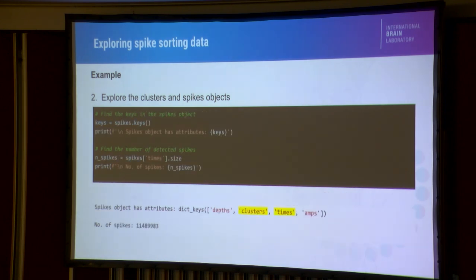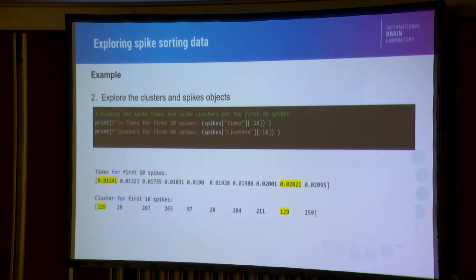Now we look at the spike object. If we print out the keys, there are two that are of interest today: one is the clusters, and the second one is the time. Again, the spike object will contain all of the spikes recorded in the session for all of the clusters. So if you're interested in getting the spikes for a specific cluster, you will have to filter for this, and we're going to show you how to do it on the next slides.